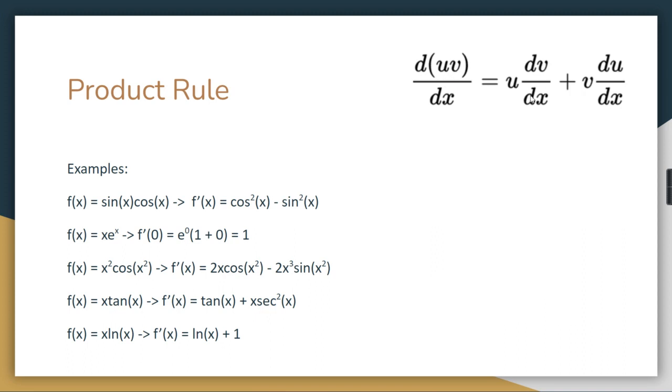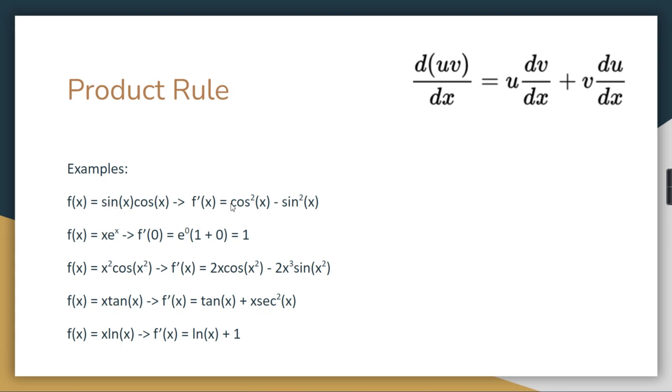U and V here is a little bit strange of a way of formatting this, but U and V are both functions of x. A different way to represent this would be like f of x times g of x, just two functions of x multiplied by each other. You do one of them times the derivative of the other plus the derivative of the first one times the other. So u times dv dx plus v du dx. So you can see some examples.